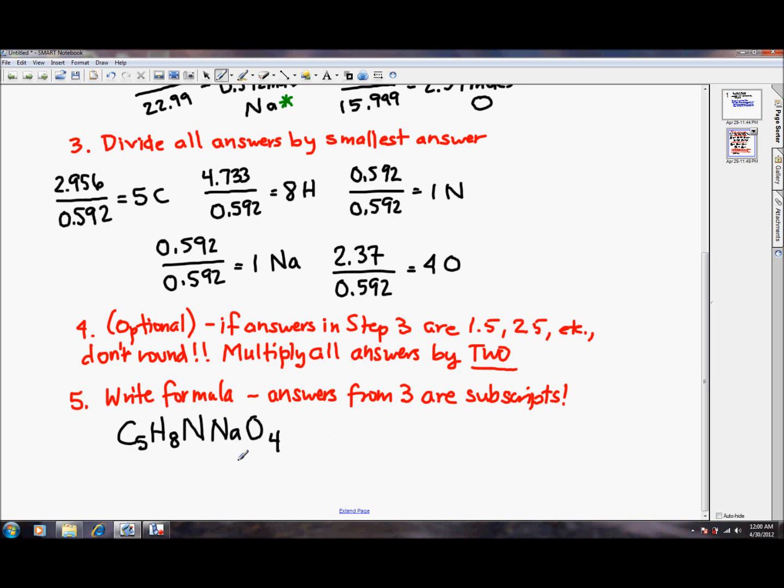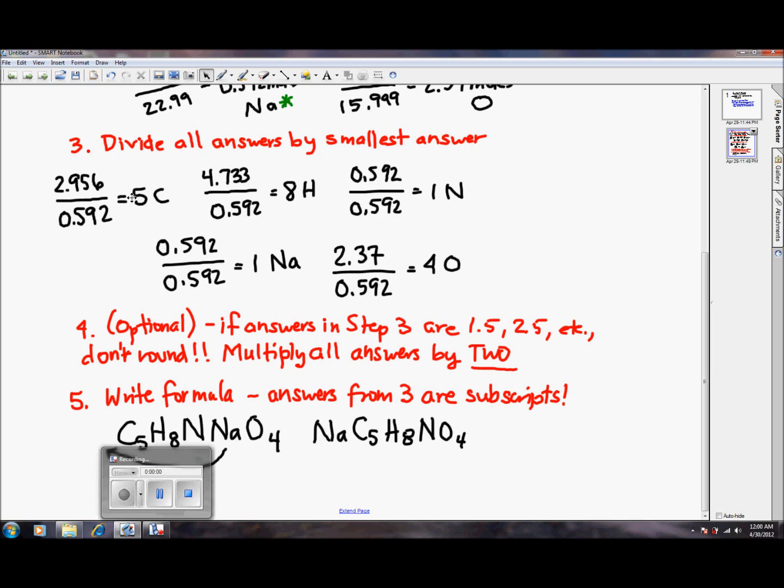There's my answer. Now normally the metal would go at the beginning. That's just kind of a quirk. We always have the metal at the beginning. So it's NaC5H8NO4. That's the empirical formula of this unknown compound. Yep, that's it for empirical formulas. Just make sure you follow all the steps. These should round to whole numbers, but don't round if they're 1.5 or 2.5. Good luck.